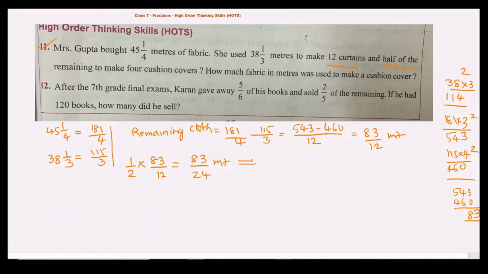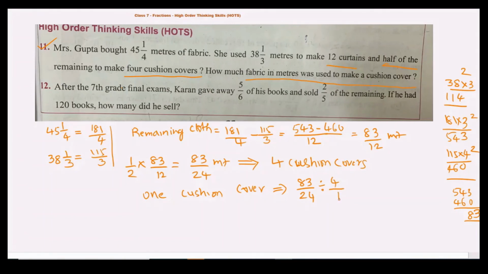This was used to prepare 4 cushion covers. Okay. Observe very carefully. To make 4 cushion covers. Now they are asking us to find out how much fabric in meters was used to make a cushion cover. That means 1 cushion cover. To prepare 1 cushion cover, how much cloth is required? That means for 4 cushion covers, 83 by 24 is required. For 1 cushion cover, 83 by 24 divided by 4.